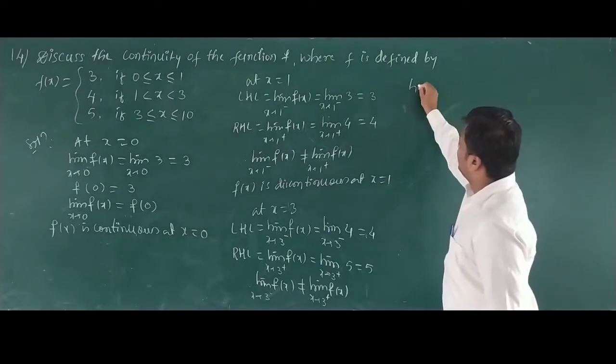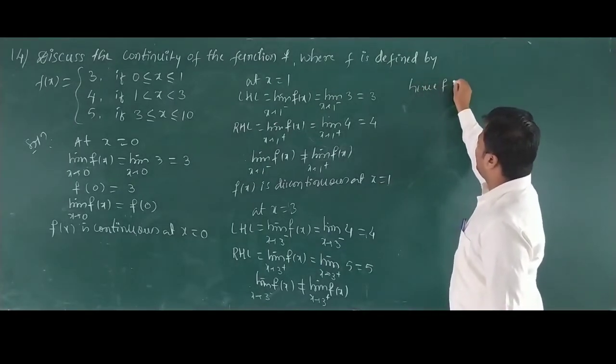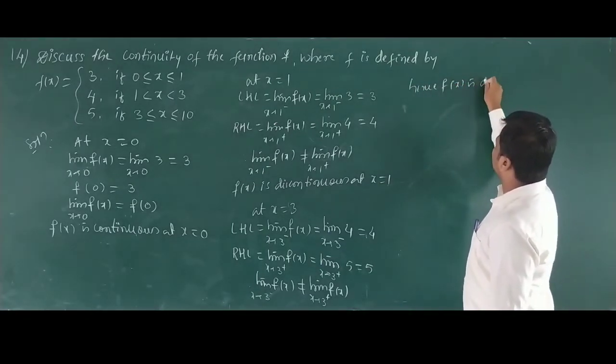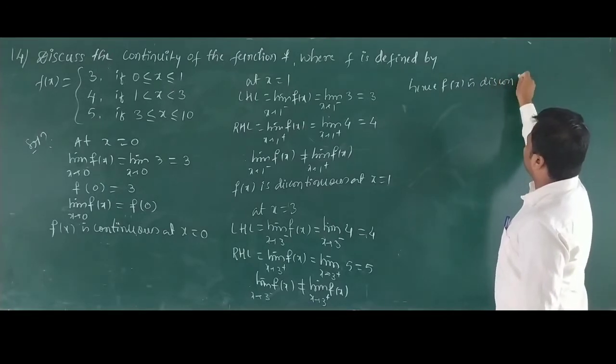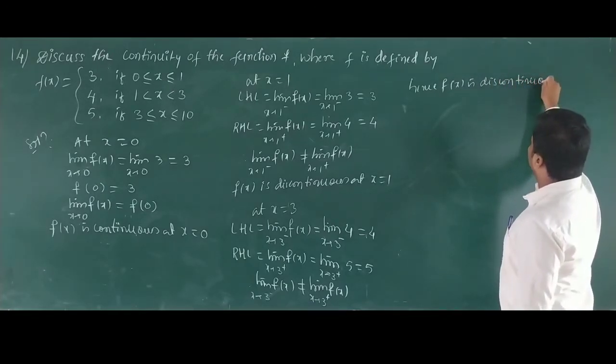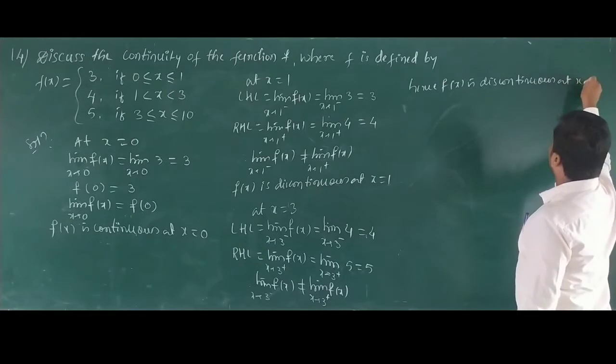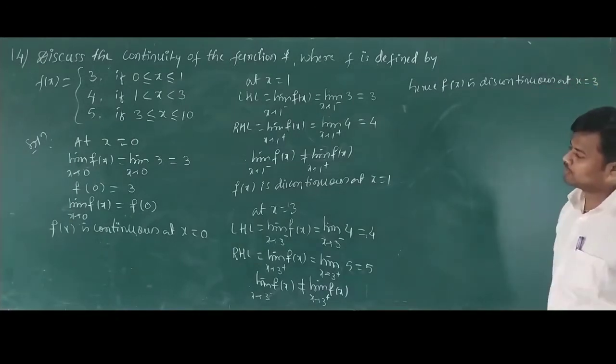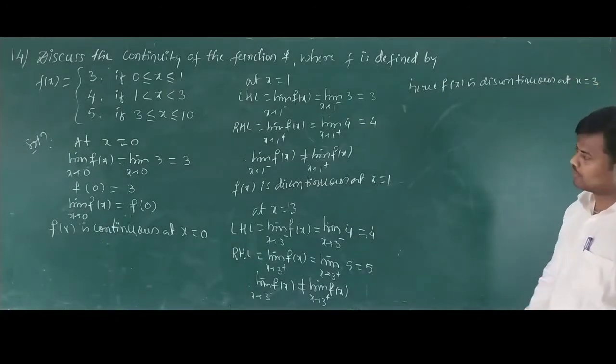Hence, f of x is discontinuous at x equal to 3. So at x equal to 3, this function is discontinuous.